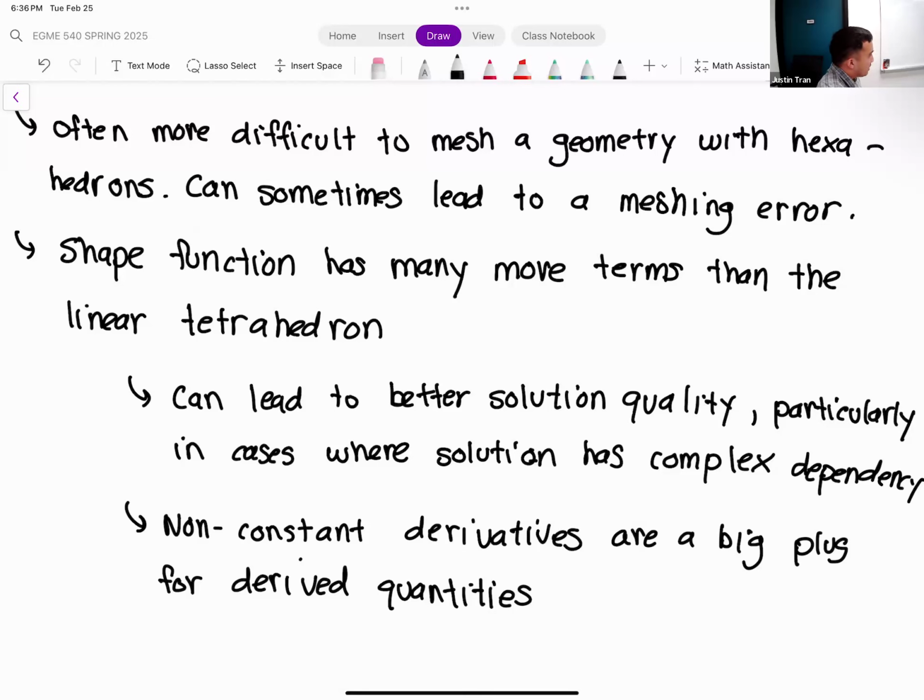All right, so these are all kind of the same benefits as the linear quadrilateral, just now we're in 3D. Okay, any questions on this?